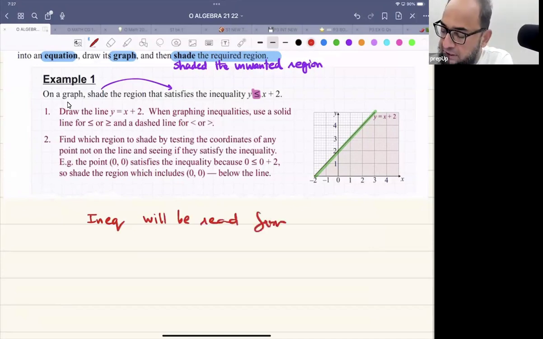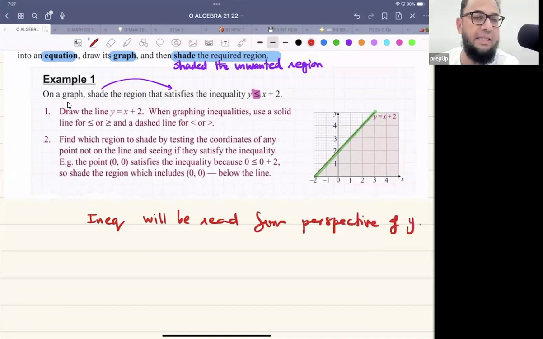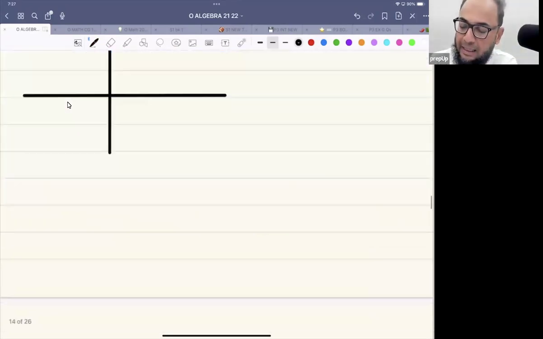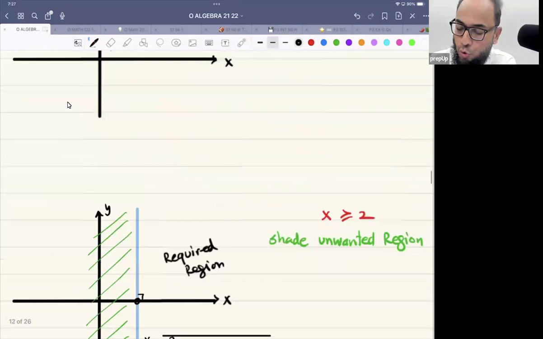Yes, this is one thing that's very necessary, that the inequality will be read from the perspective of y, if there is a y in that equation. If there is no y, naturally it will be read in terms of x. So y is less than or equal to x plus 2. This is a solid line, and this is the required region because it's below the line. So it fulfills exactly the criteria that I have taught you over here. That's exactly over here.